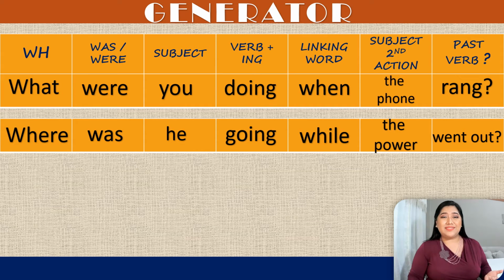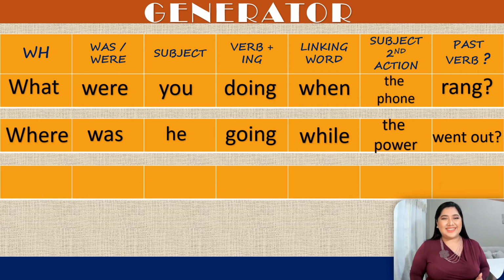Let's see now a second option here. So here we have this question. Where was he going while the power went out? Where was he going? So one more time, the first action, that was the one that was in progress, and the power went out. So this activity, of course, was a huge interruption. So where was he going? And now let's see other example.